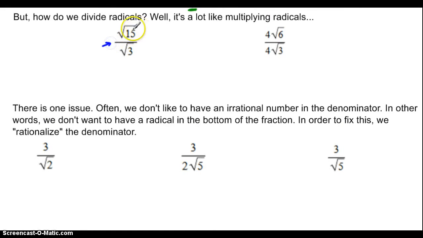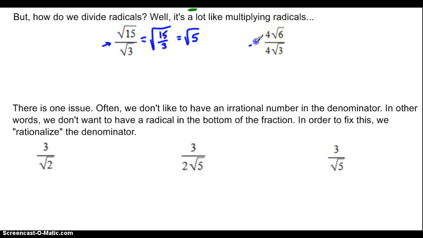Take a look at this first example. The square root of 15 divided by the square root of 3. Since they're both under the square root, it can be rewritten as the square root of 15 divided by 3. And we know that 15 divided by 3 is 5. So this is the square root of 5. The square root of 5 has no perfect square factors, so it cannot be simplified, and that's where it ends.